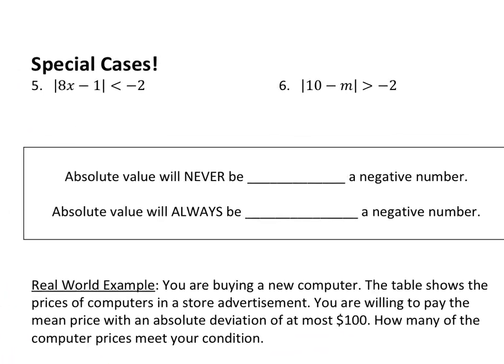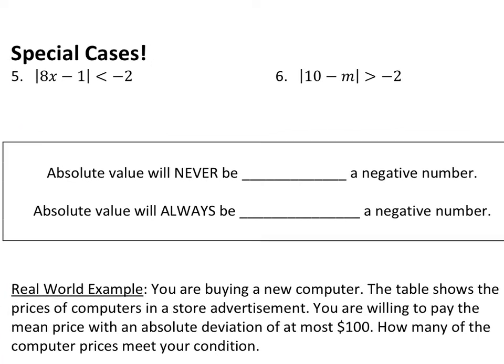What do you notice about both of these special cases, number 5 and number 6? Negative. Oh my goodness, where's the negative? At the end. Last time, when we had isolated and equal to a negative number, was that ever allowed? No, so we need to know that these are special cases. These don't necessarily have no solution because we have to think for a second.